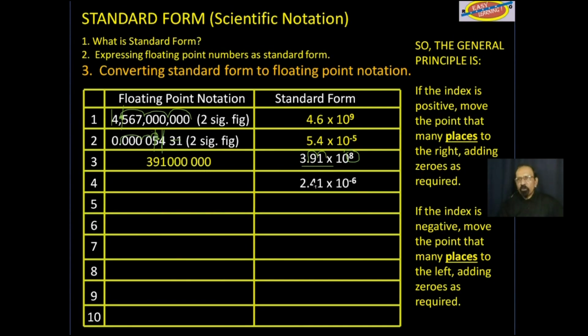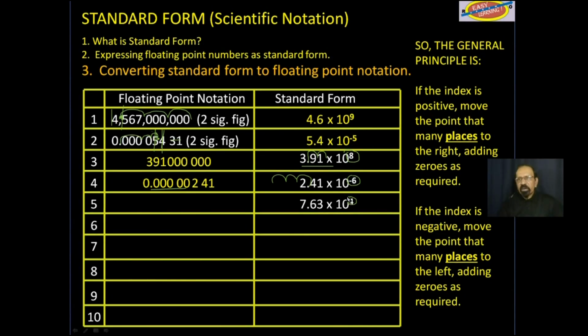All right, 2.41 exponent negative 6. That means that this number is less than 1. We will have to move the point this way 6 places. So we will write the 241, and between that and the point you would add 5 zeros. 5 zeros.